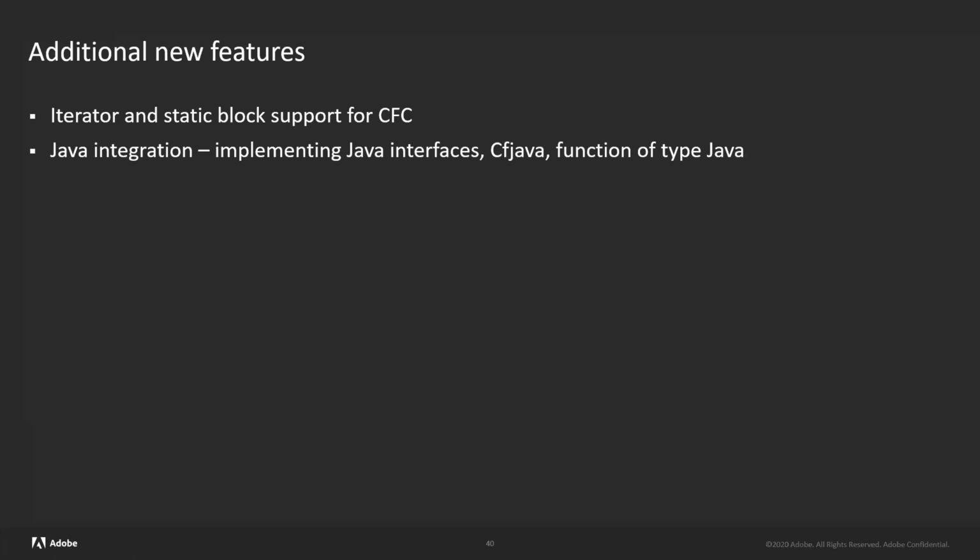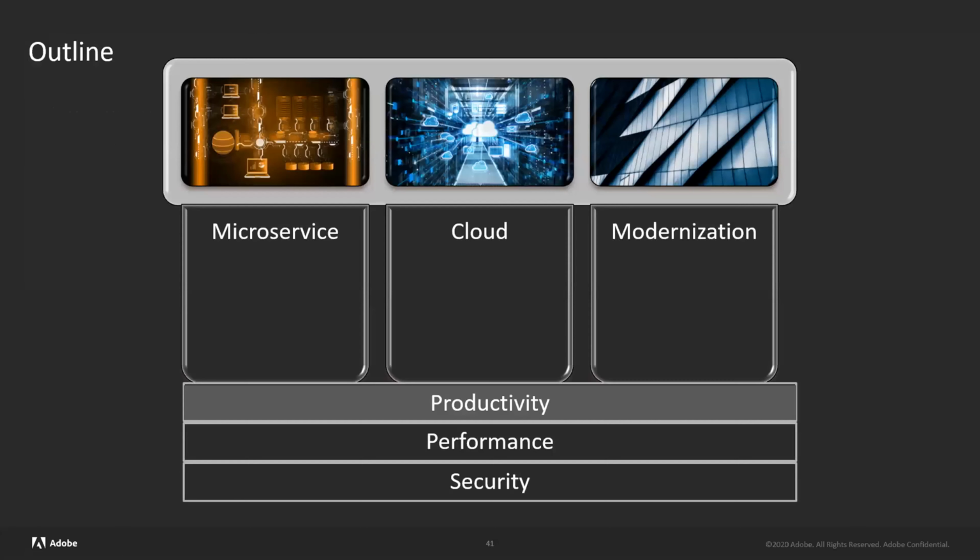Okay, so there are quite a few new features, so I definitely encourage you to take a look at Project Stratus. We saw a lot of stuff in Project Stratus: cloud, microservices, language. We have an iterator and static block support for CFCs, and a whole bunch of Java integration support. You can now implement Java interfaces. There's a neat tag called CF Java, in which you can pass in Java code within ColdFusion. You can also have a function and define that to be a type of Java, and you can write Java code within that. So a whole bunch of Java integration stuff is also available in Project Stratus.